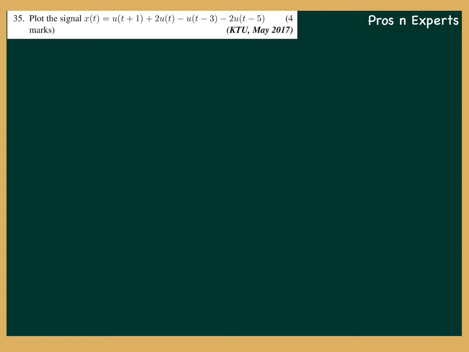Okay, let us continue our tutorial sessions. The next question is plot the signal x of t equal to u of t plus 1 plus 2u of t minus u of t minus 3 minus 2u of t minus 5. Let's do this. Okay, let's attempt to plot this.